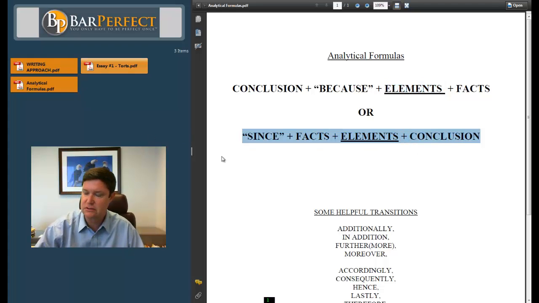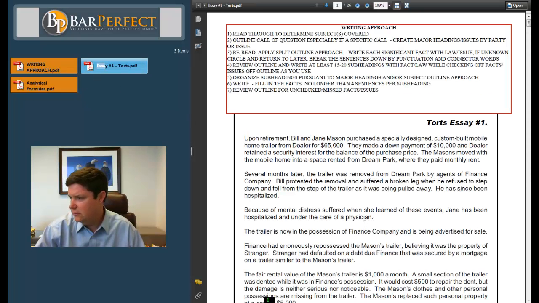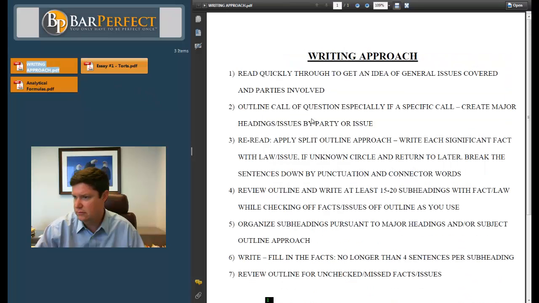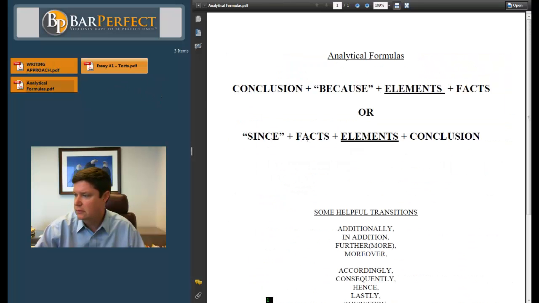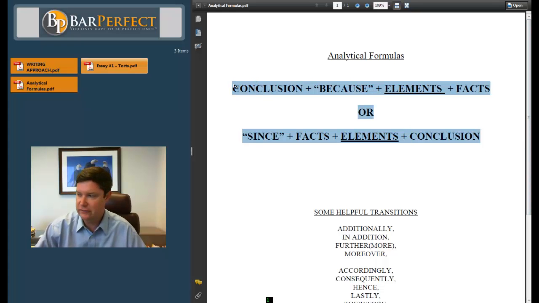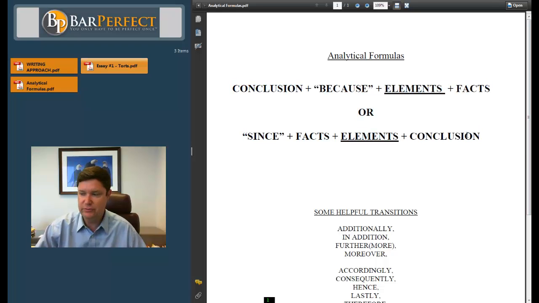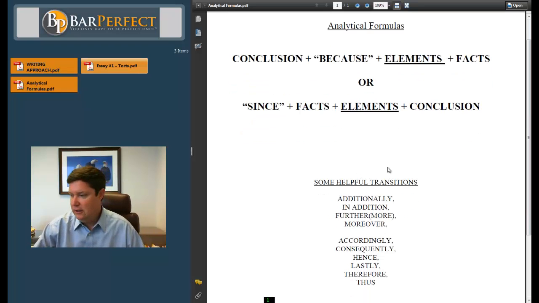So let's try it under this approach. Since they were agents of finance company, they are liable under the issue of respondeat superior. That was real basic, a little bit rough, but I hope you kind of saw the point. I was trying to think on the spot here, which sometimes you need to do, and it's sometimes refreshing.